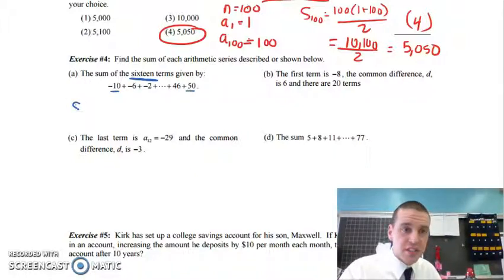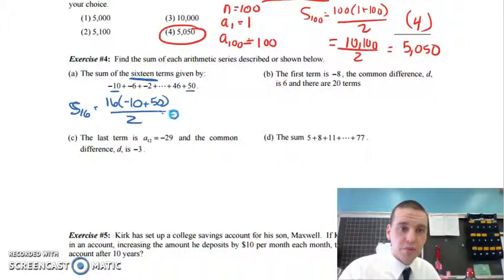The sum of 16 terms equals number of terms 16, first term plus last term divided by 2. Well, we're going to get 16 times 40 divided by 2. If you didn't have a calculator, 40 divided by 2 is 20, so we're going to get 20 times 16. And we know that that will give us 320.